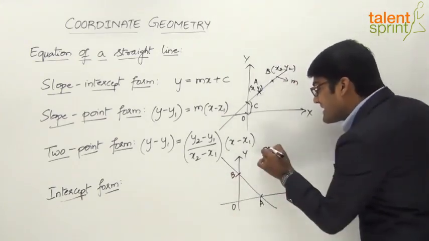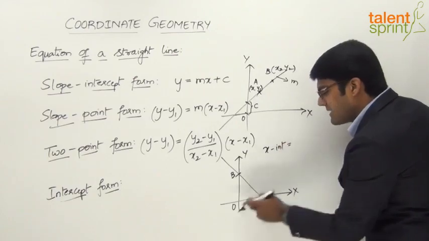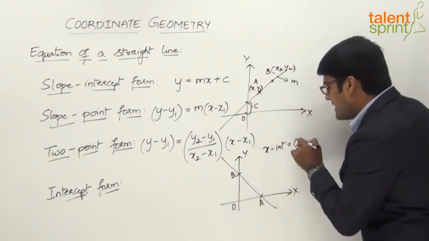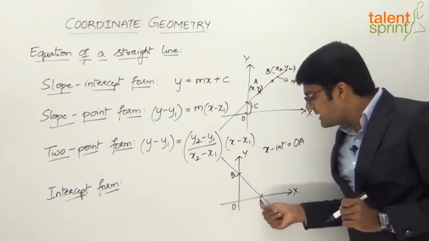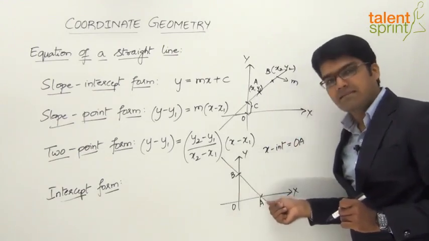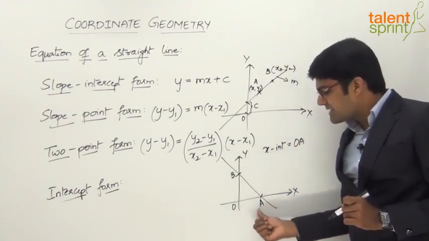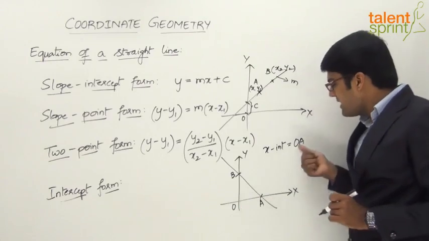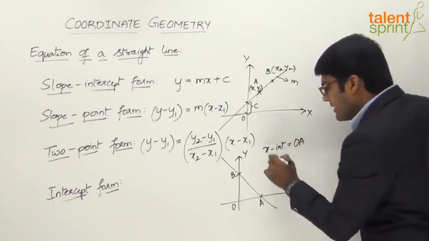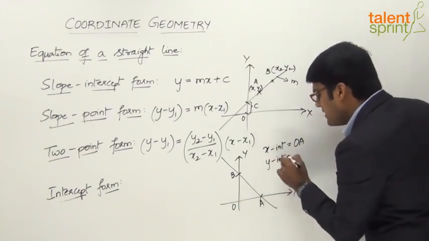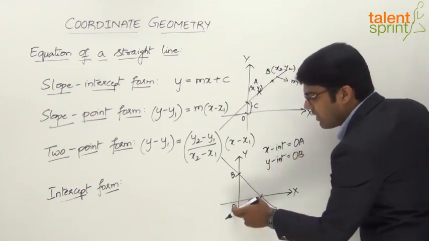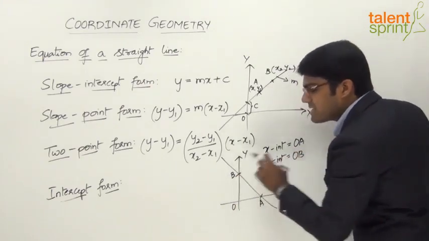So what is the x-intercept? X-intercept can be taken as OA, right? We know that intercept is the distance between the origin and the point where the straight line cuts the axis. So the line cuts the x-axis at A, and this distance OA can be taken as the x-intercept. Likewise, what will be the y-intercept? It will be equal to OB, right? From the origin to the point where the straight line cuts the y-axis.